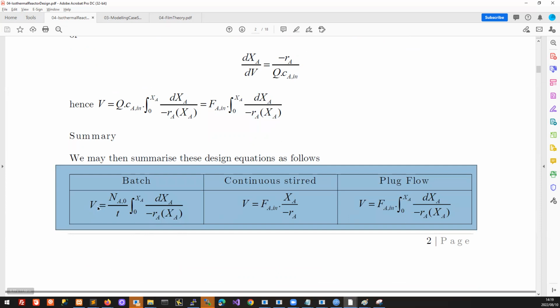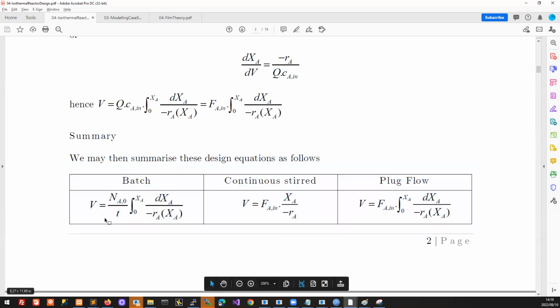So V, the volume of the reactor, how big must I make my reactor if I want conversion XA in each case, given that I want to react at the rate of FA in, or at the rate of a certain number of moles per second. So the three main reactor types, that's how I can get my volume.